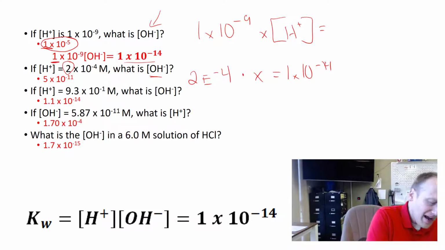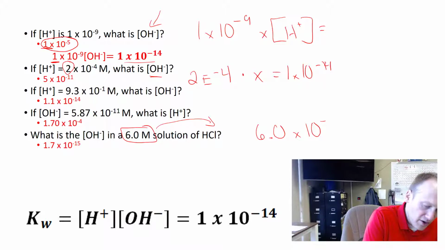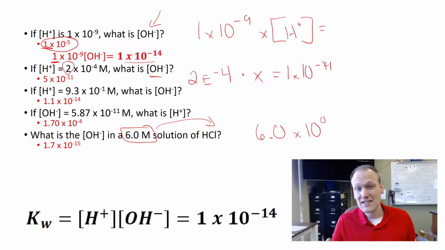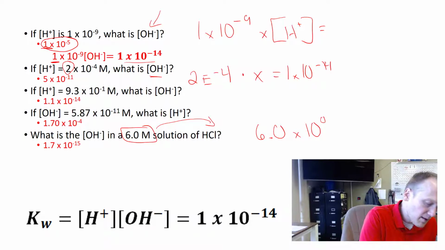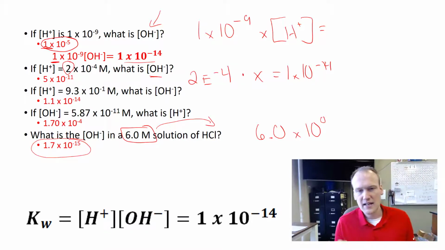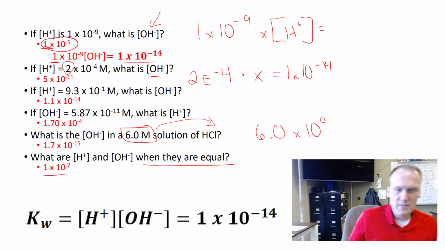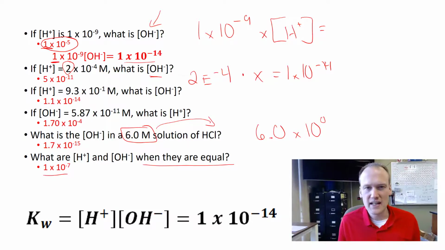What I would advise you to do, anytime you get a molarity like this, giving you the concentration of this strong acid, is convert 6.0 molar to 6.0 times 10 to the 0, because that's the concentration in scientific notation. Then we would just do our problem and we would come out with 1.7 times 10 to the negative 15th. Remember, the H plus ions times the OH negative ions should multiply together to equal 1 times 10 to the negative 14. So if they are equal, that means they're both 1 times 10 to the negative 7.